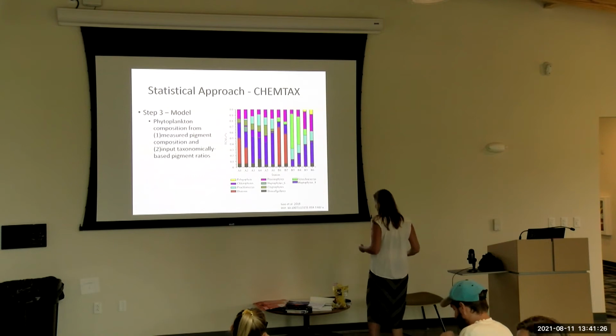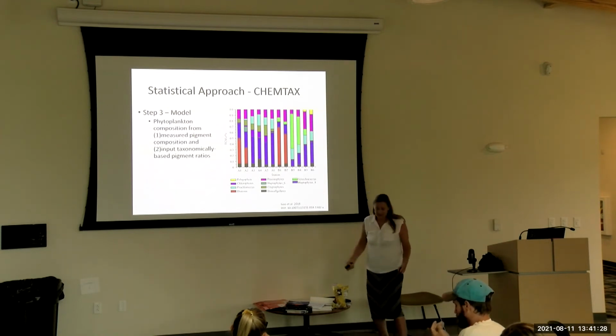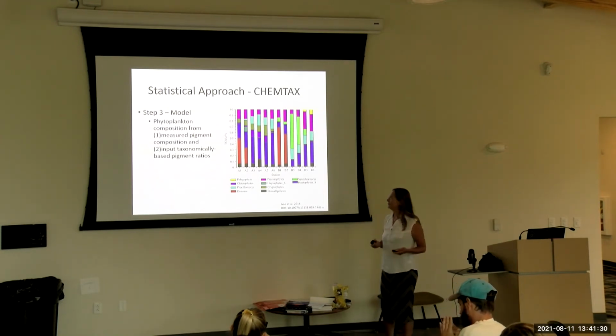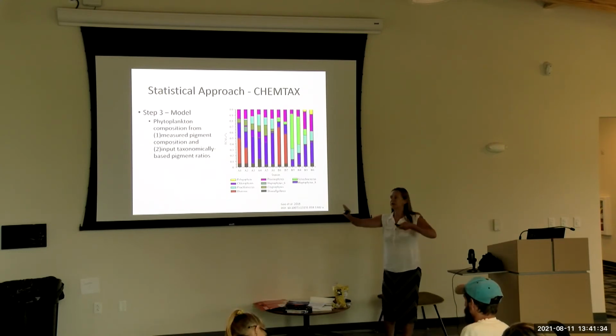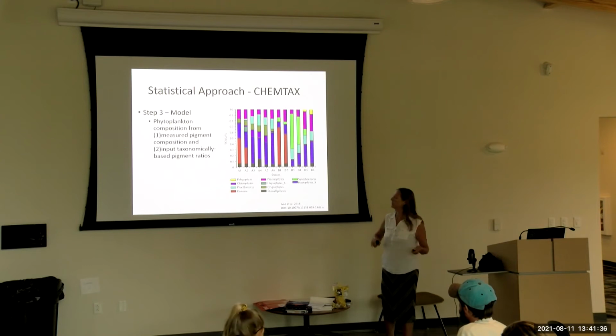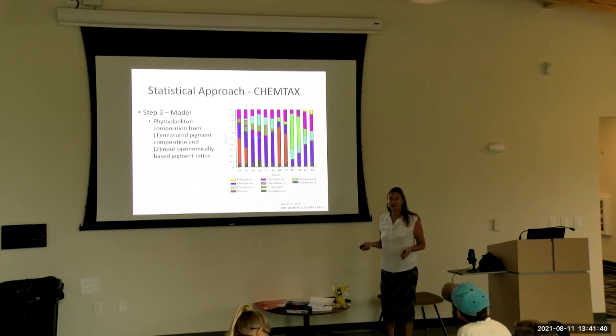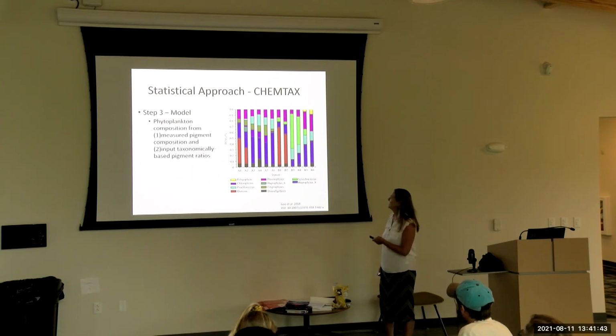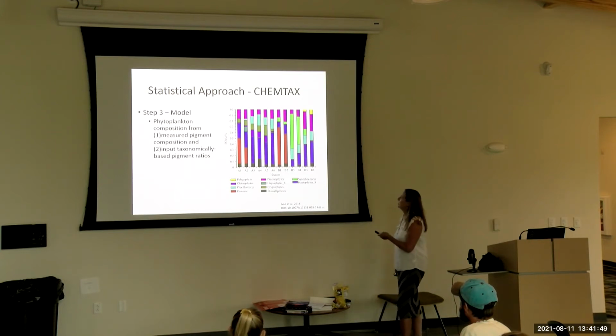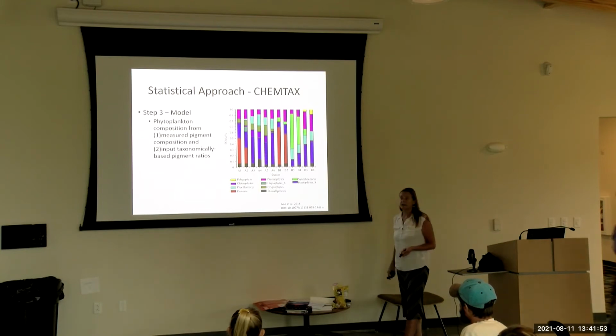All right, so once you've collected all your HPLC data in the lab, you've done a good job, and then you tuned Chemtax to the fact that you're in a subpolar region or a subtropical region, you get out estimates of the community based on pigments. And so here are their stations, A1 through 6, B1 through 6, and it's partitioned. And you see things like, oh, at A1, A2, and B1, B2, lots of diatoms.